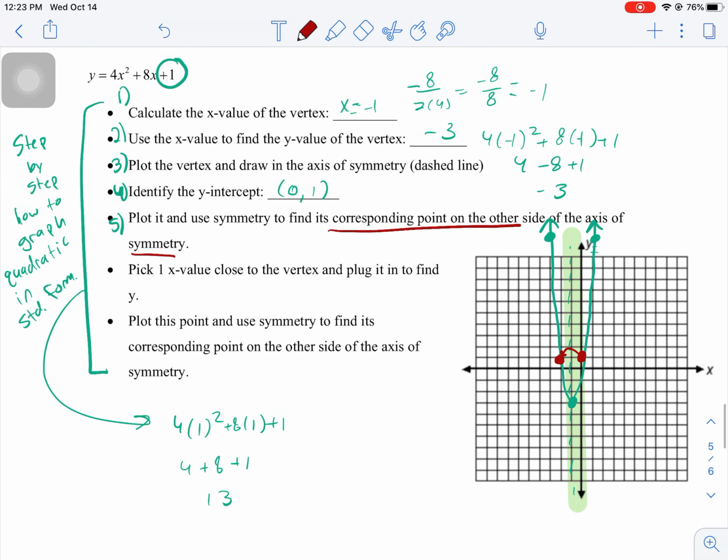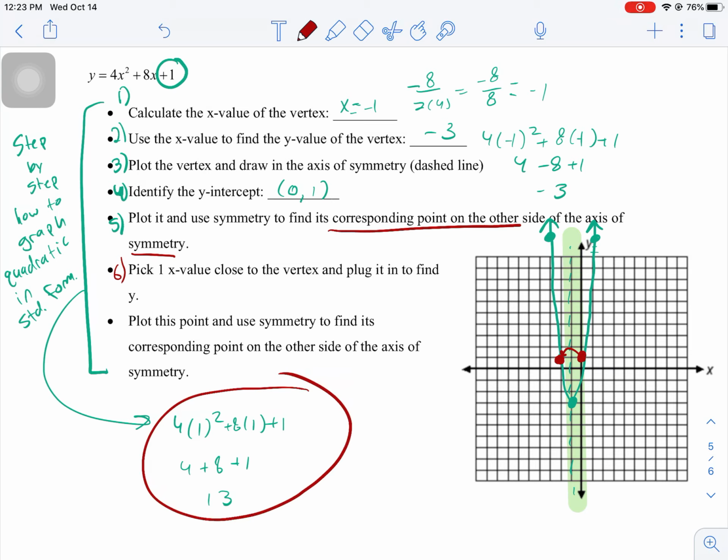The last thing to do, so step 6 just says pick one x value close to the vertex and plug it in to find the y value, which is exactly what I did right here. I used 1, plugged it in, and found that you would get out 13 if you added all that stuff together. So this is probably the most important thing of what you need to know from 2.1.